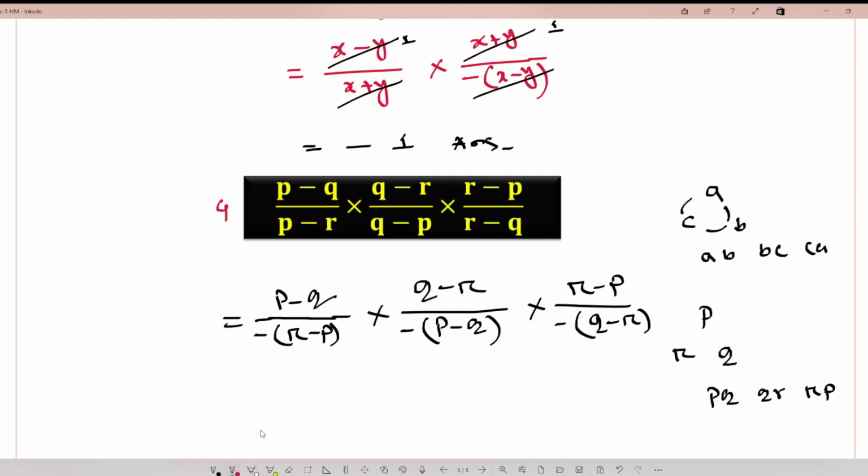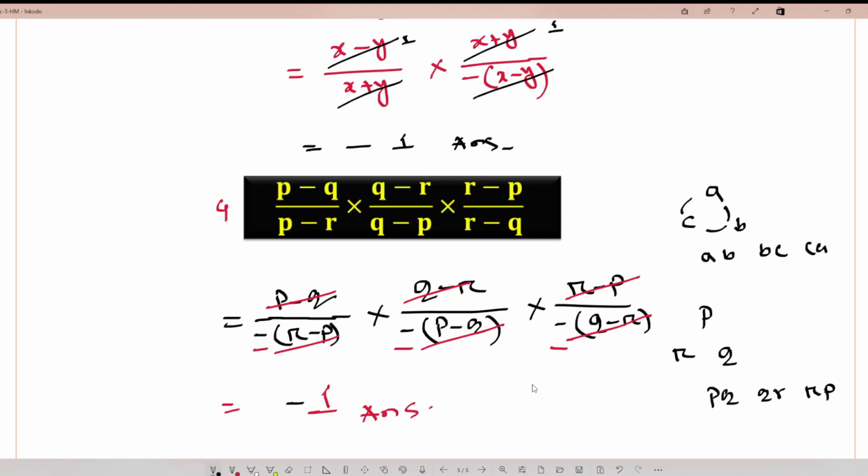Okay, now look, this one is P minus Q and here is P minus Q. We can cut this one. R minus P and here is R minus P, we can cut. Here is Q minus R and here is Q minus R, we can cut. Look, here is minus, minus, minus. Once we multiply 3 minuses, it will become minus, and after division the answer is 1. So our answer is also minus 1. This is our answer. Look, this is minus, don't take it away, this is minus 1.